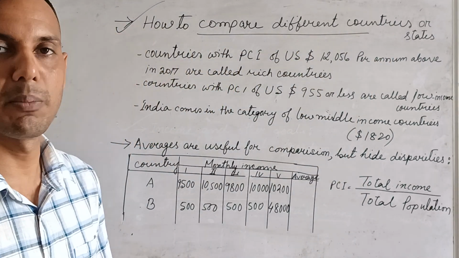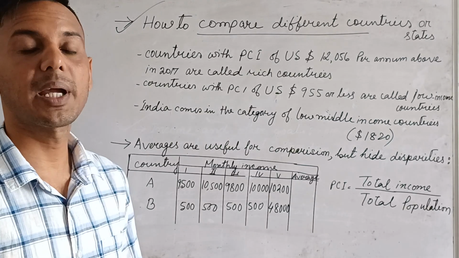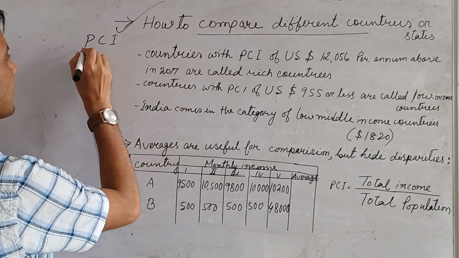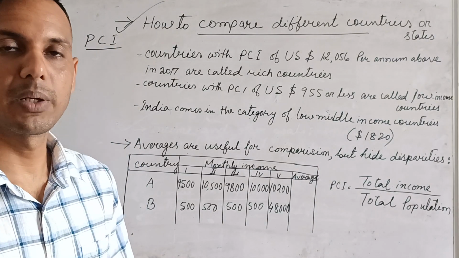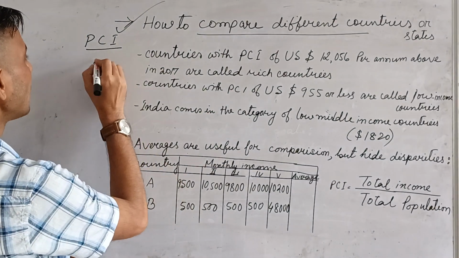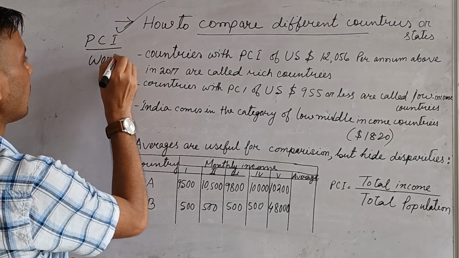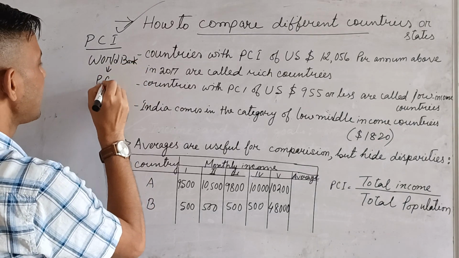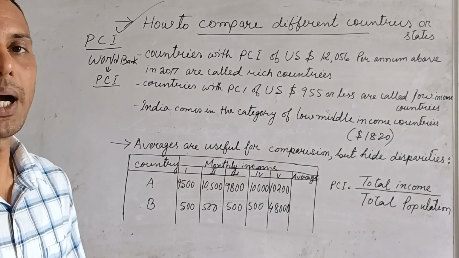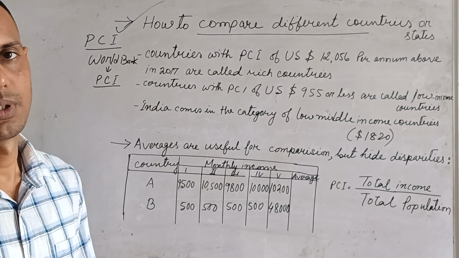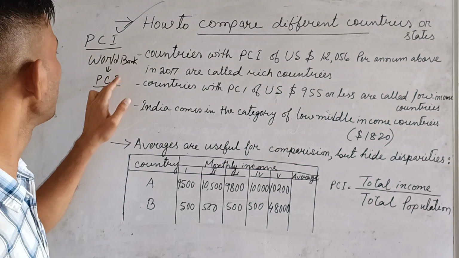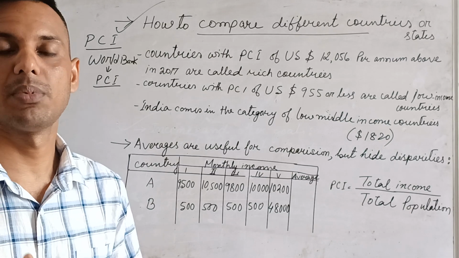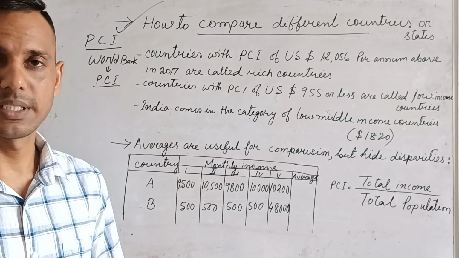The first thing you remember is that they use per capita income, PCI. But one thing you remember, the World Bank uses PCI, per capita income. It means this is used by the World Bank to measure which countries are developed, underdeveloped or developing. Is it easy?